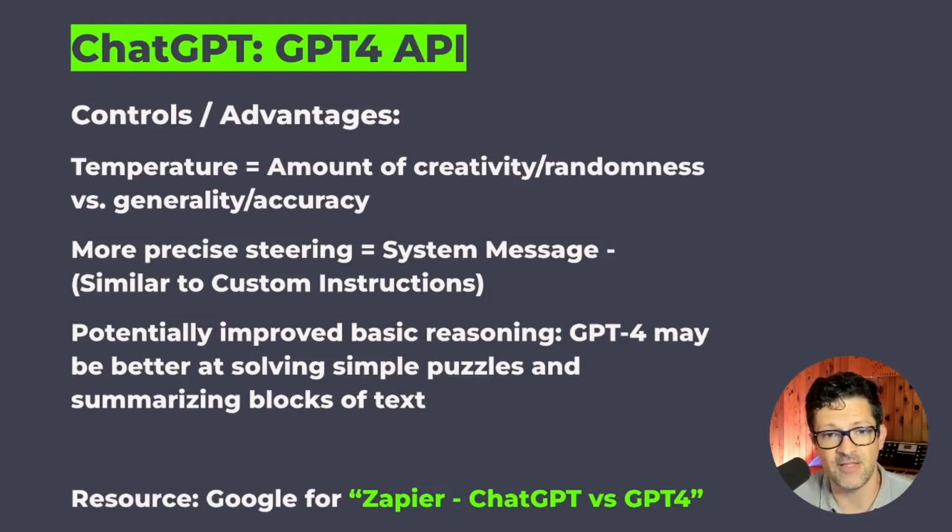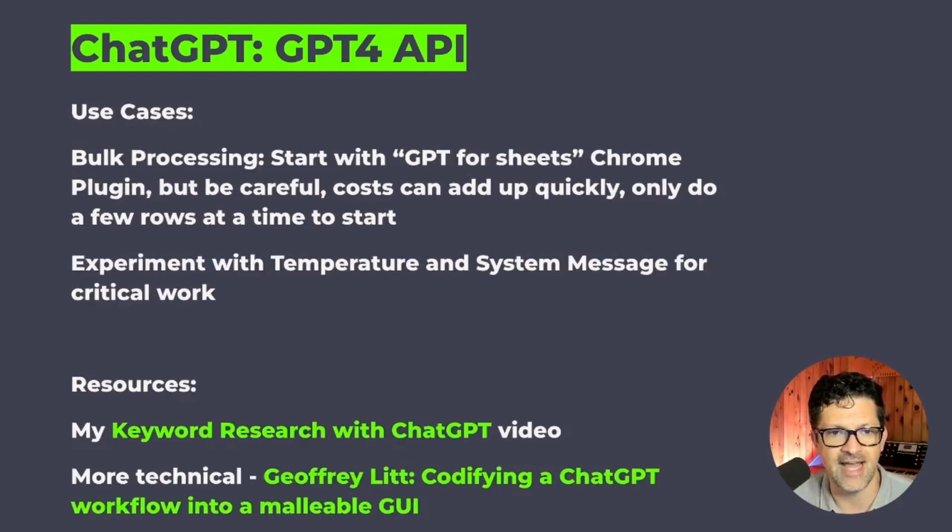Also, I've read that the GPT-4 API may have better reasoning. It may be better at solving puzzles and summarizing different blocks of text. So it is different than the chat model. It's been trained a little bit differently, so there are some advantages there. There's a resource here around that. If you Google, Zapier did an article called ChatGPT versus GPT-4. Pretty interesting comparison if you want to dive deeper into that.